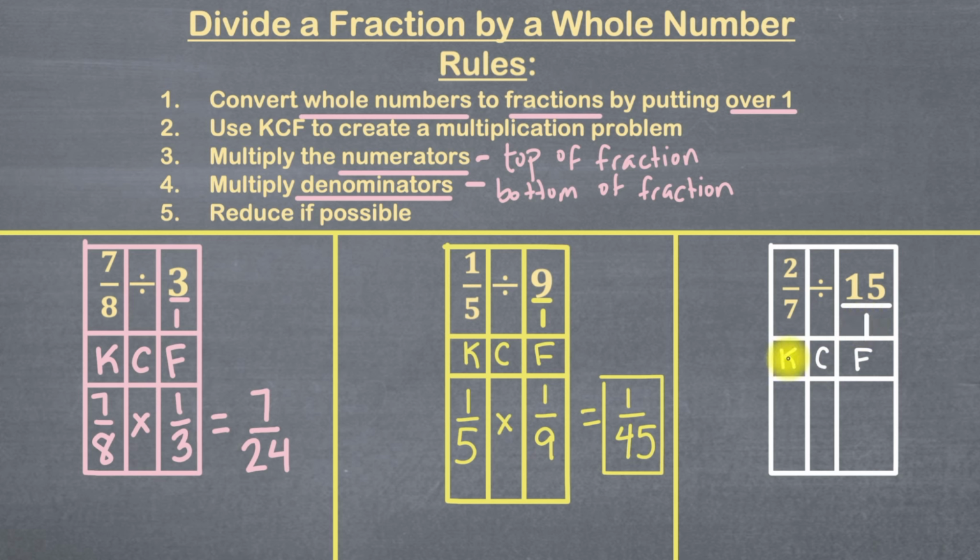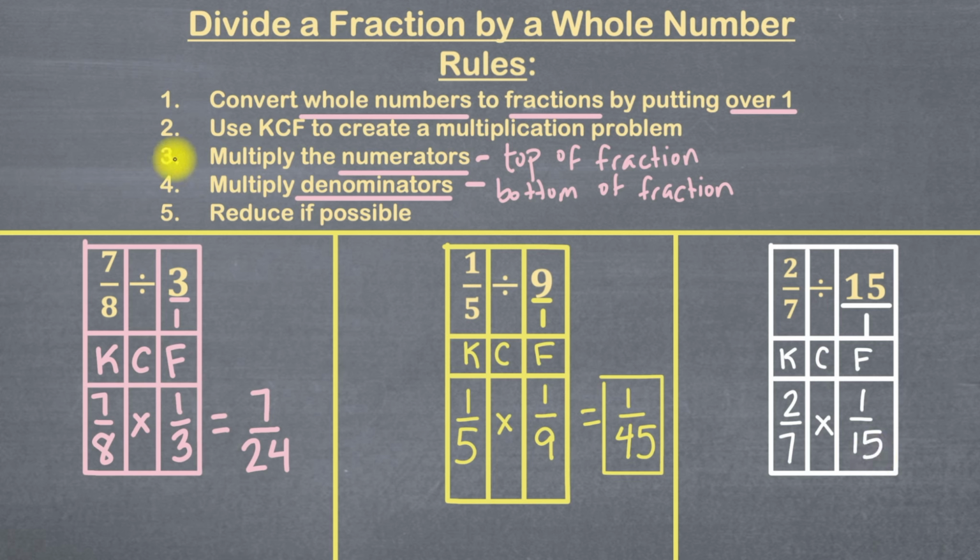Again, the K stands for keep, so we'll keep 2 over 7 exactly the same. The C stands for change, so we'll change this division into multiplication. And the F stands for flip. Right now, the top is 15 and the bottom is 1. But here, I'm going to flip it, so the 1 is on top and the 15 is on the bottom. That'll give us 1 over 15.